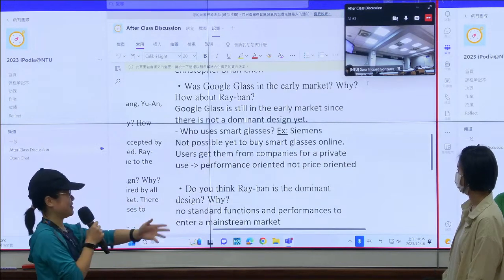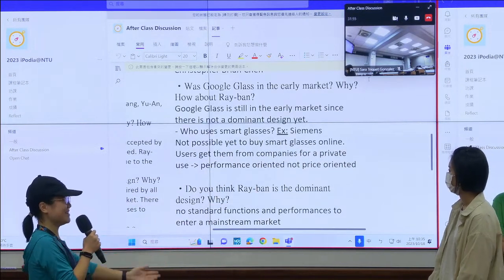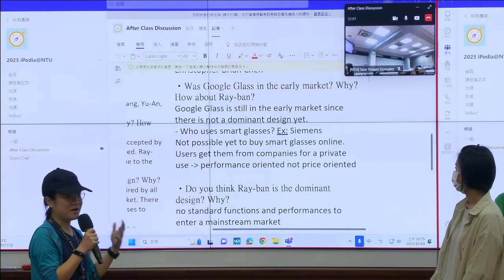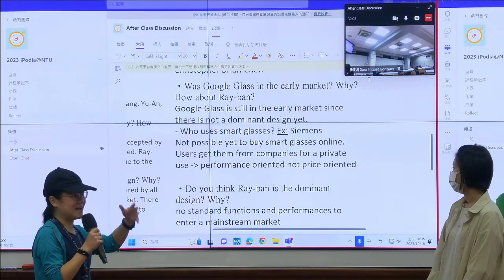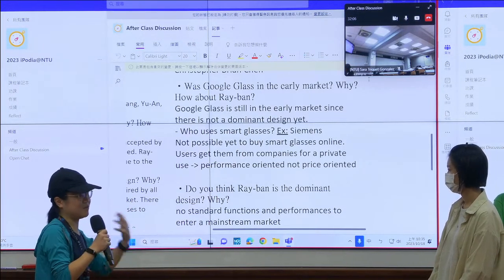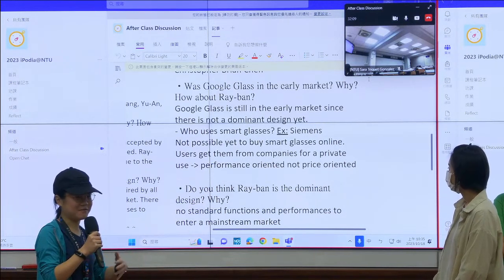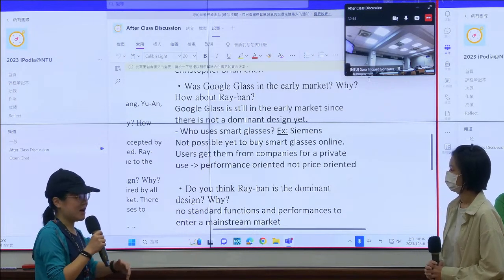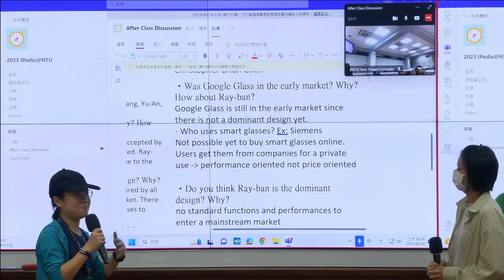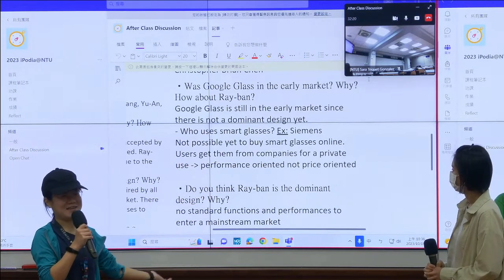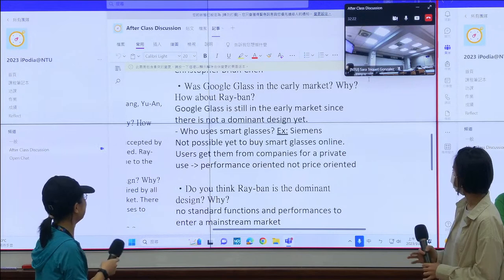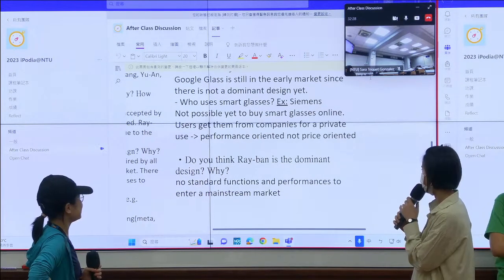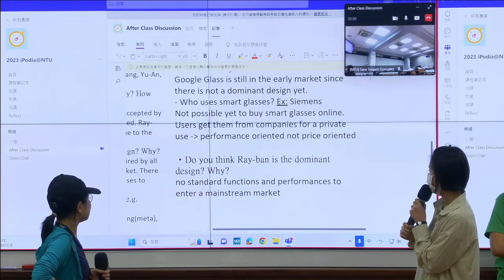And our example, thanks to Florian, is Siemens. You can use the smart glasses, and they will detect you in certain places in the manufacturing factory or their buildings. So they can detect you and give you some updates about their products or other things. Yeah.